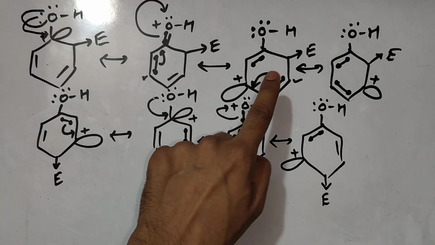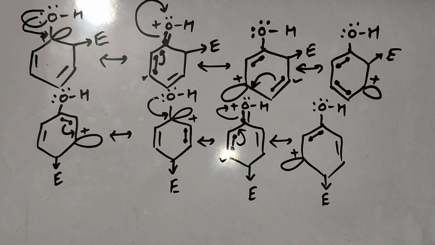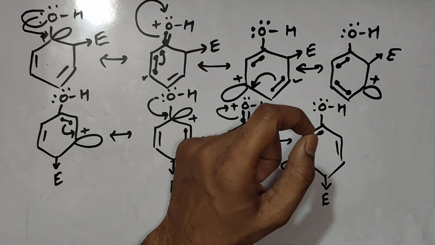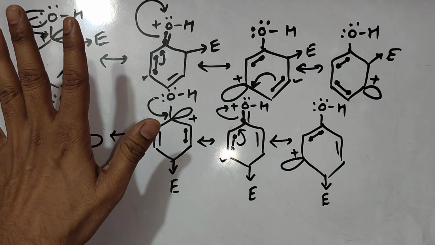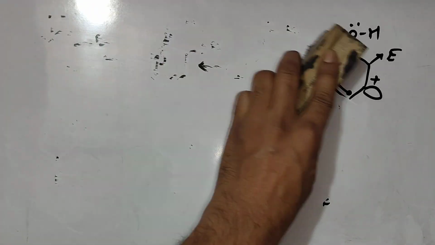Check. 1, 2, 3, 4. Here also 1, 2, 3, 4. So they are getting stability due to 4 resonating structures. Keep this in your mind that ortho and para attacked carbocations are getting stability due to 4 resonating structures. Now let's go for the meta. Let's attack on a meta position by an electrophile and check the stability of the carbocation generated.